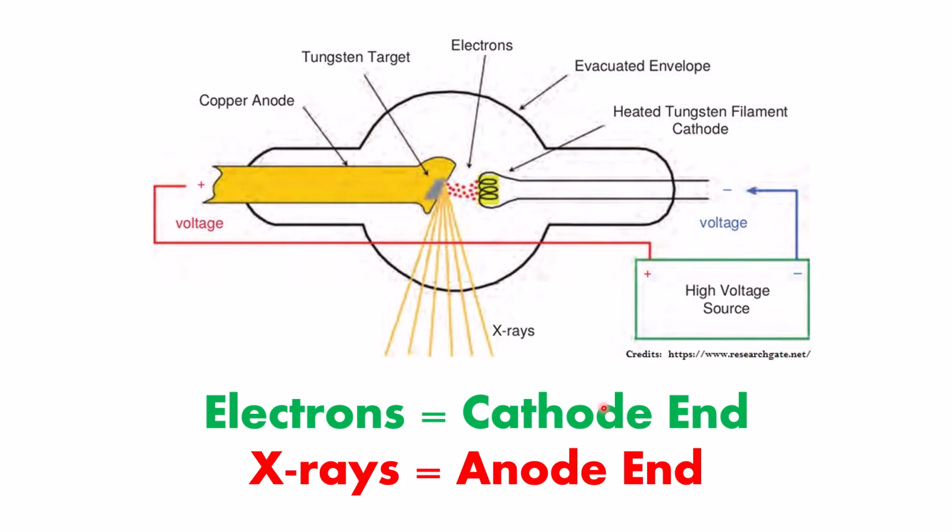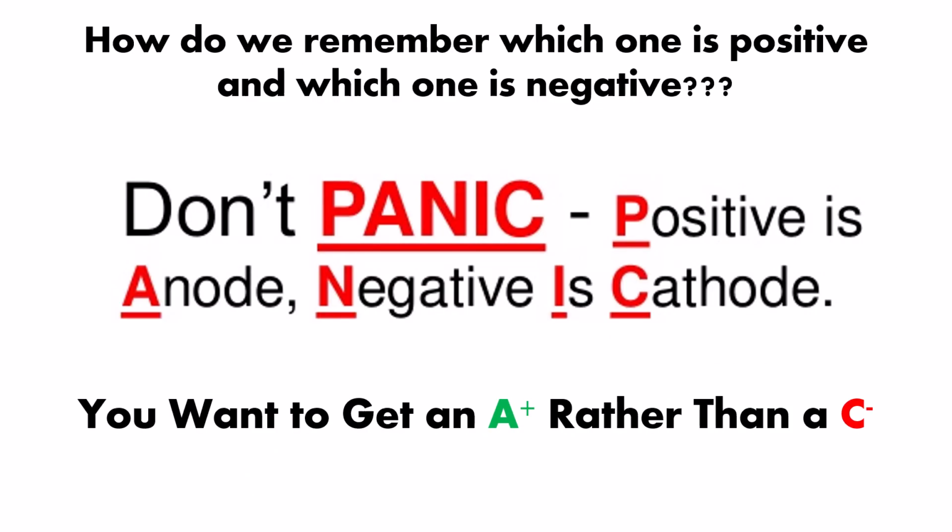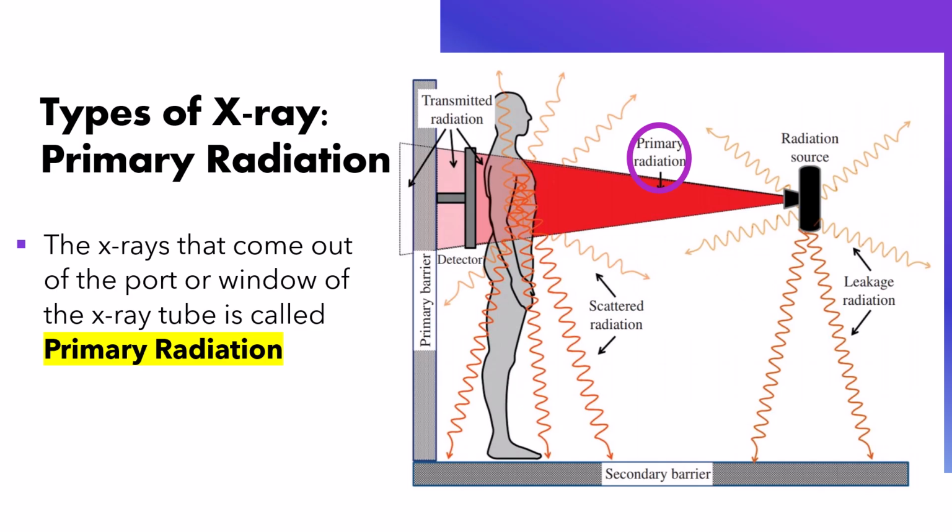Electrons are on the cathode end. The X-rays are produced on the anode end, and this is again showing you the A plus and the C minus here. And Mr. Dawes was so kind to make us a little thing. Don't panic. Positive is anode, negative is cathode. You want an A plus, not a C minus.